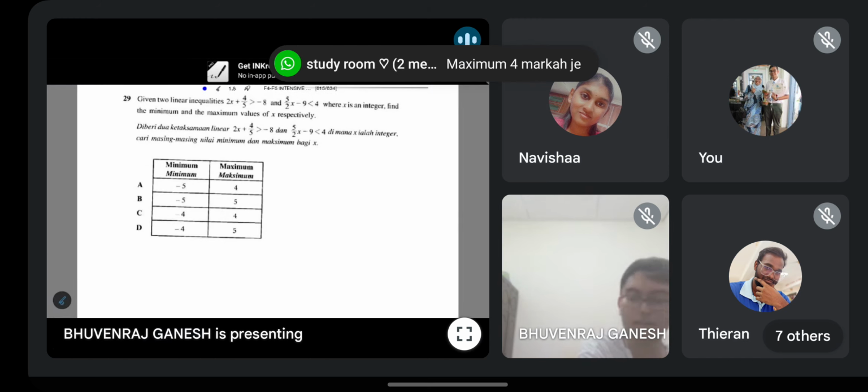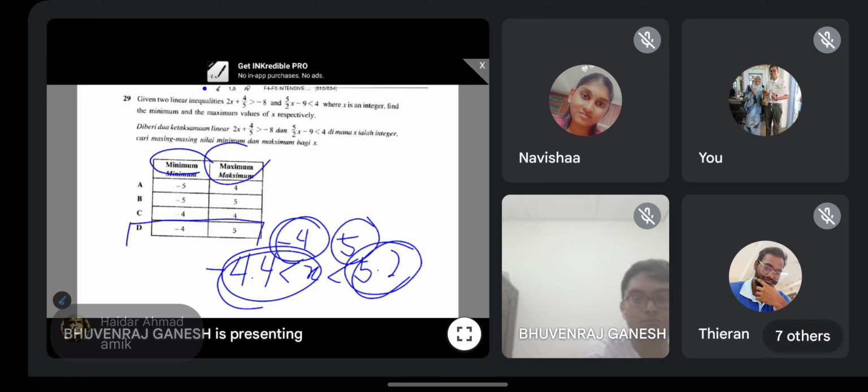Okay, so the minimum here will be -4, and then the max you can go to 5. Less than 5.2 means 5. Greater than -4.4 means -4. So that's why D will be the answer.